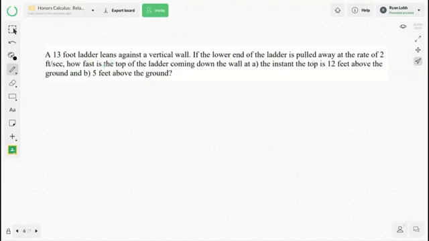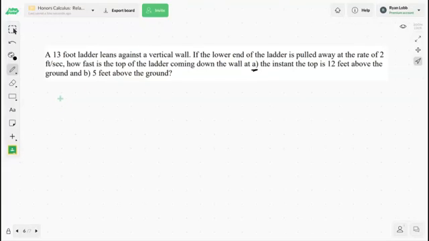So we have a 13-foot ladder. Read the problem. A 13-foot ladder leans against a vertical wall. The lower end of the ladder is being pulled away at a rate of 2 feet per second. How fast is the top of the ladder coming down the wall at A, the instant the top is 12 feet above the ground, and B, 5 feet? We'll just concentrate on the first part. The second part changes some values, but the process is already done for us.